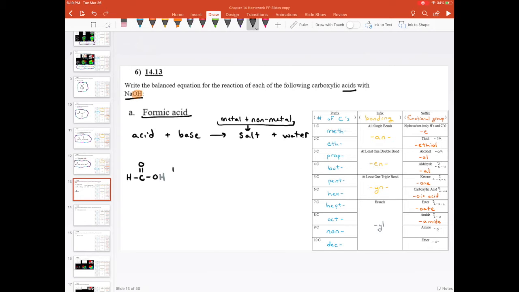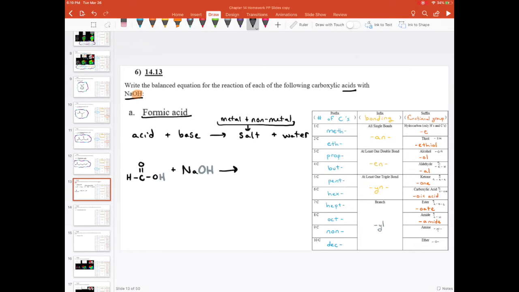They tell us that we're reacting this with sodium hydroxide, NaOH. And let me also put this in a different color, so NaOH. That's our base. And we're going to get a salt and water.